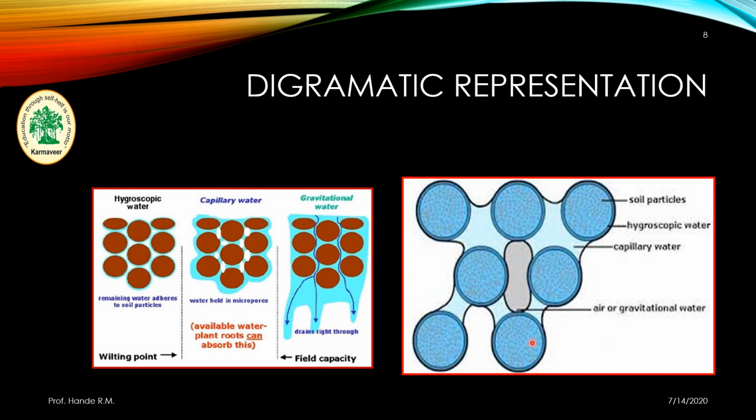Here is another diagram which represents the hygroscopic water, capillary water, and gravitational water. Hygroscopic water is present on the soil particles, capillary water is present in between the micropores of two soil particles, and gravitational water is present in the deep soil and percolates into the soil due to gravity.